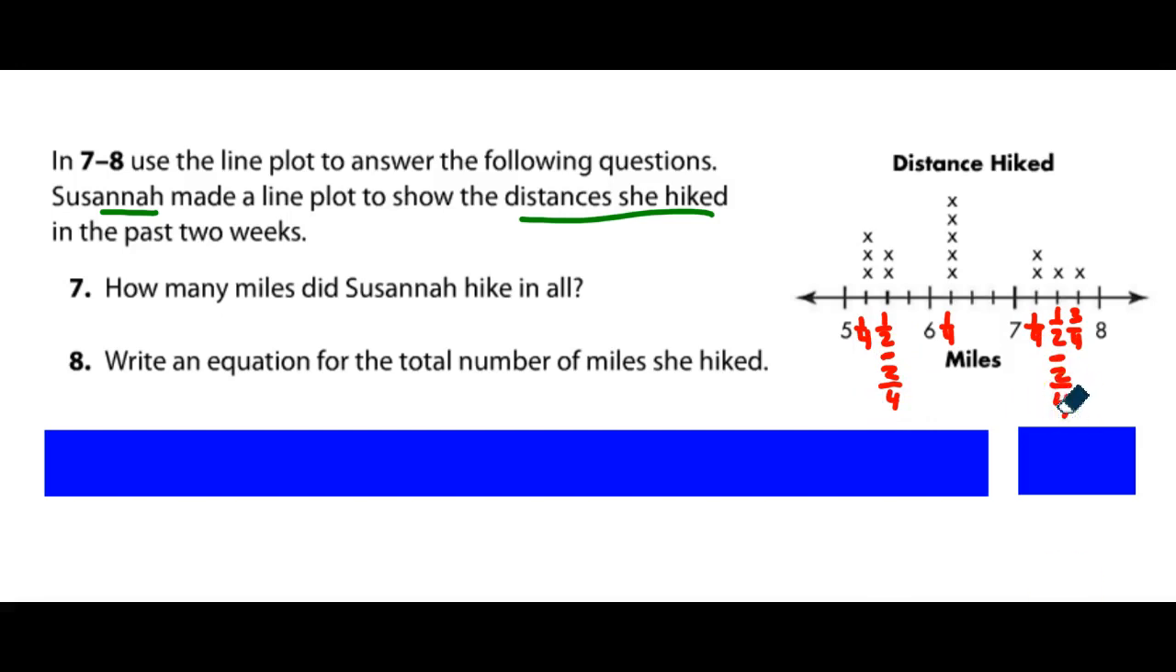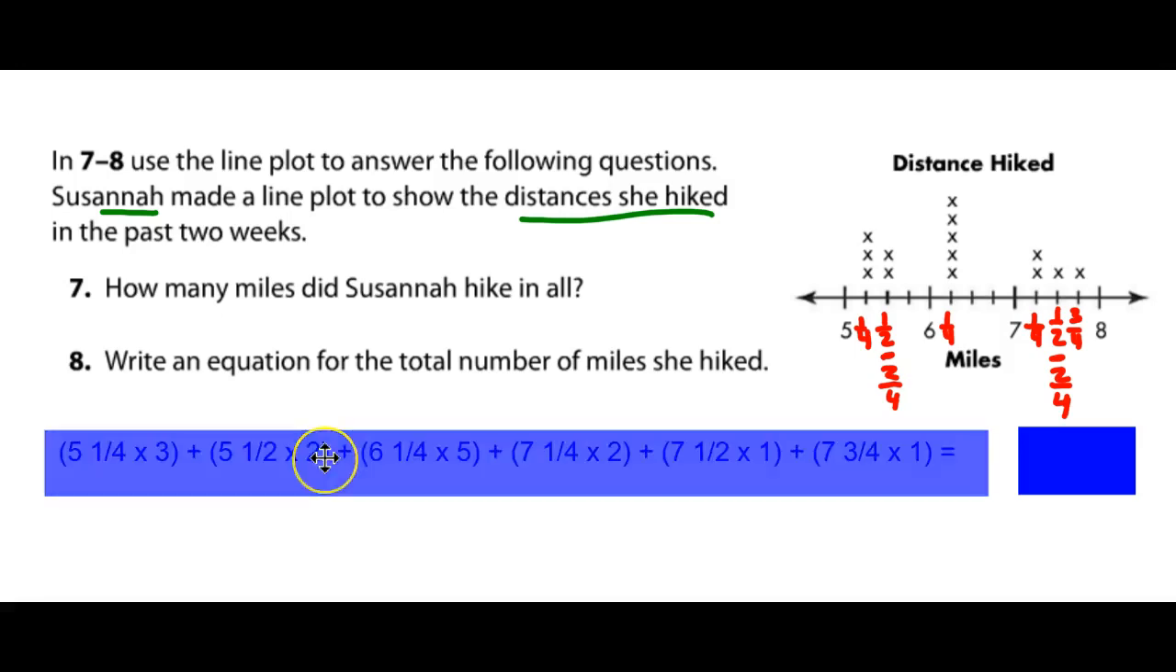Okay, so for our equation, we're going to look at where there are x's plotted with values. So we have some x's at 5 and 1/4. We have 3 of them. So our equation is going to start with 5 and 1/4 times 3. Then we're going to have 5.5 times 2. Then we're going to add in 6 and 1/4 times 5.